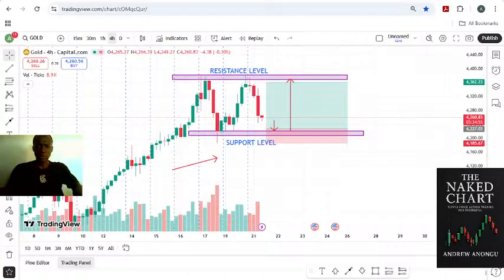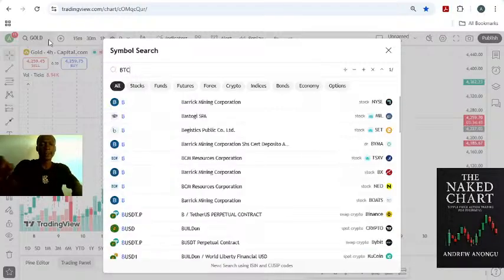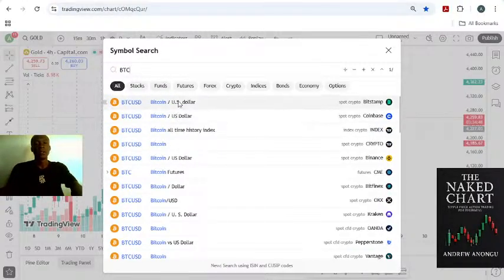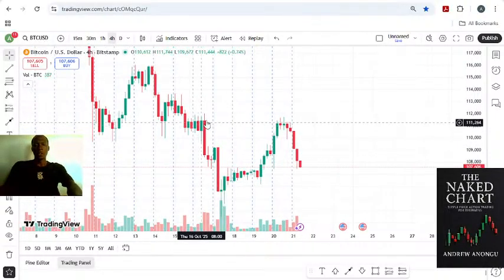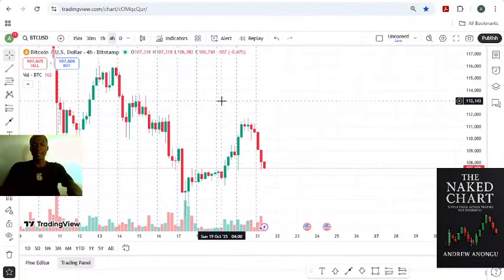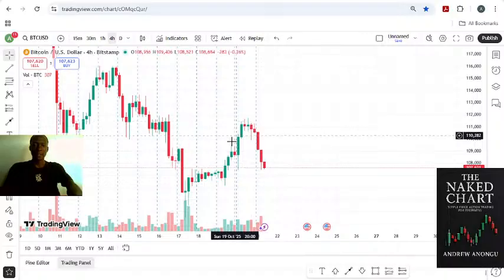So let's move on to Bitcoin USD. We are going to still come back to gold. Let's analyze other pairs. On Bitcoin USD, the trend is clearly down, but let me still use a trend line so that you guys will see this clearly.